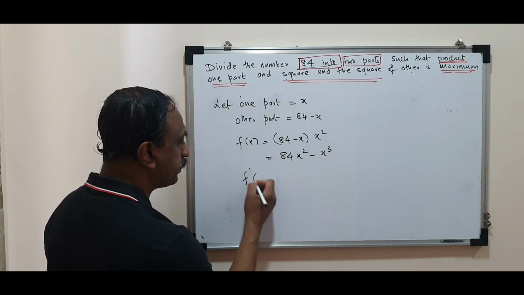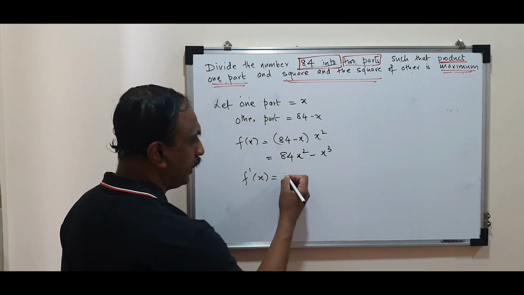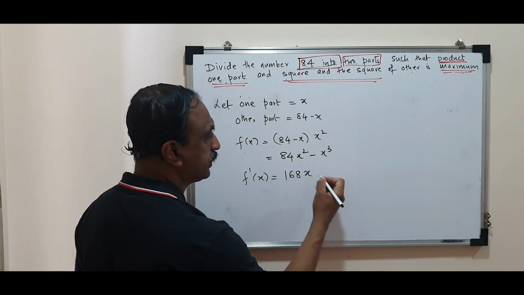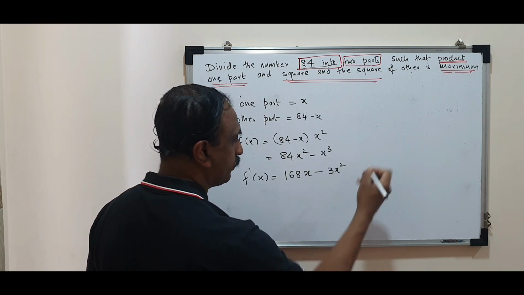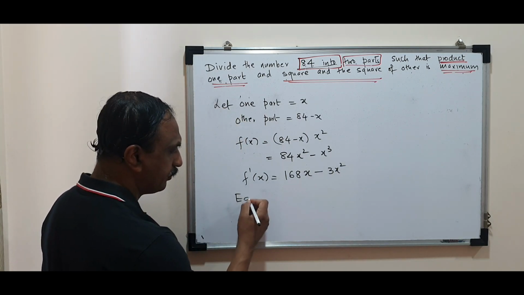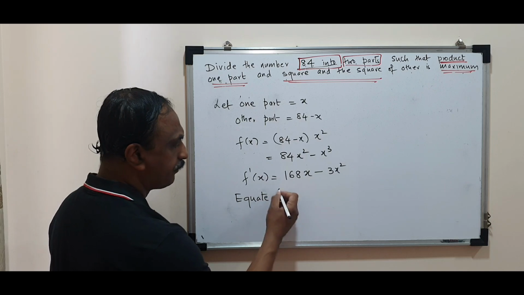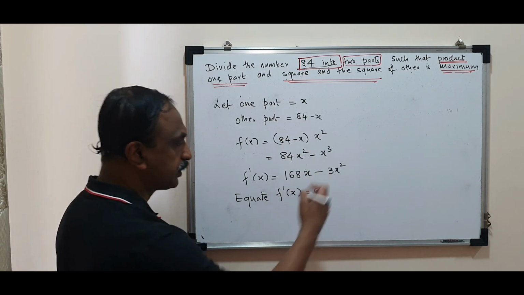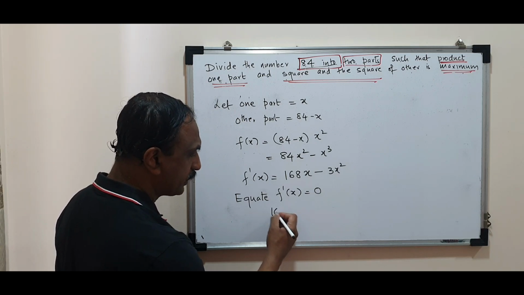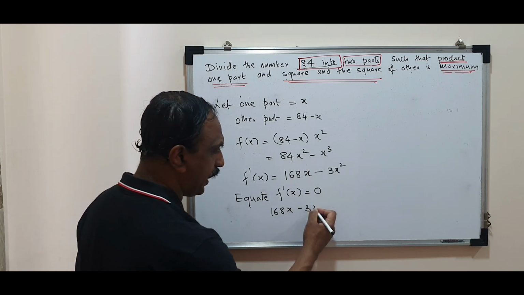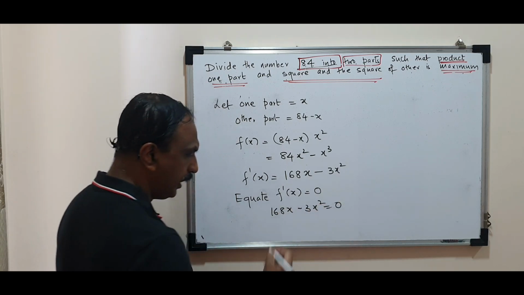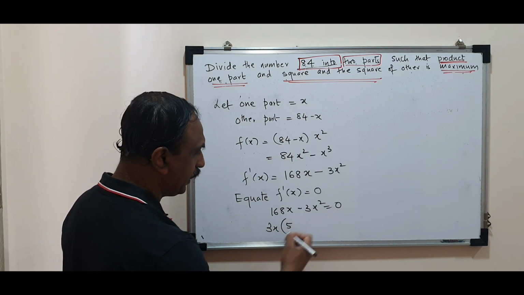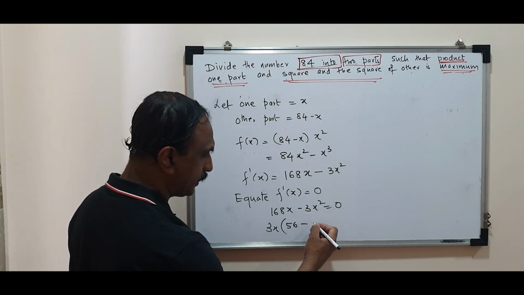So I'll find the derivative. F dash of x is 84 into 2, that is 168x minus 3x square. Now I'll equate f dash x to 0. So whenever we want to maximize, the first derivative is equated to 0. 168x minus 3x square is 0. Let me take 3x common. So it becomes 56 minus x.